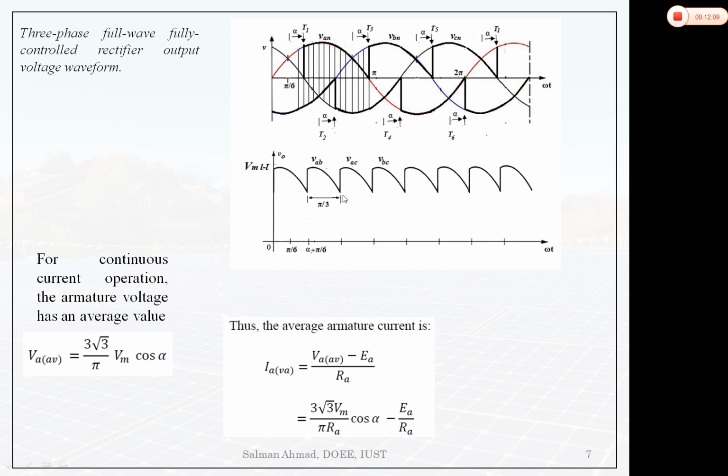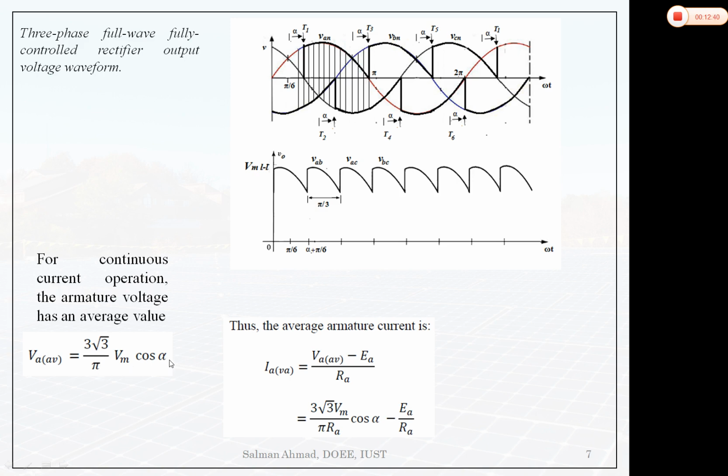So each pulse is pi by 3, so you will find that it is 6 pulse operation. In a period it is 6 pulse operation. If the number of pulses is more, then the harmonic content in the output will be small, or the ripple will be small. So output in this case you can find is 3 root 3 upon pi Vm cos alpha. So for continuous operation it is 3 root 3 upon pi Vm cos alpha.